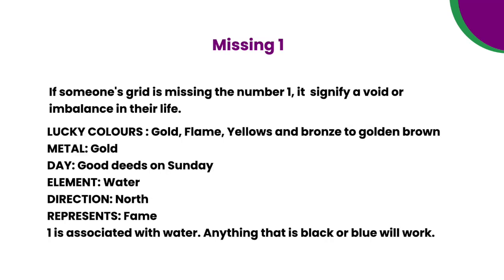So, missing 1. If someone's grid is missing the number 1, it signifies a void or imbalance in their life. So, how do you improvise missing number 1? We know lucky colors for number 1 are gold, flame, yellows, and bronze to golden brown. You can use those colors. Good deeds on Sunday strengthen your north direction.